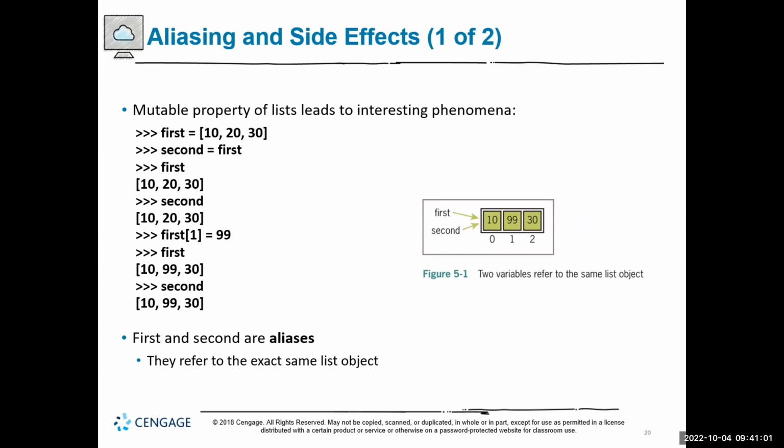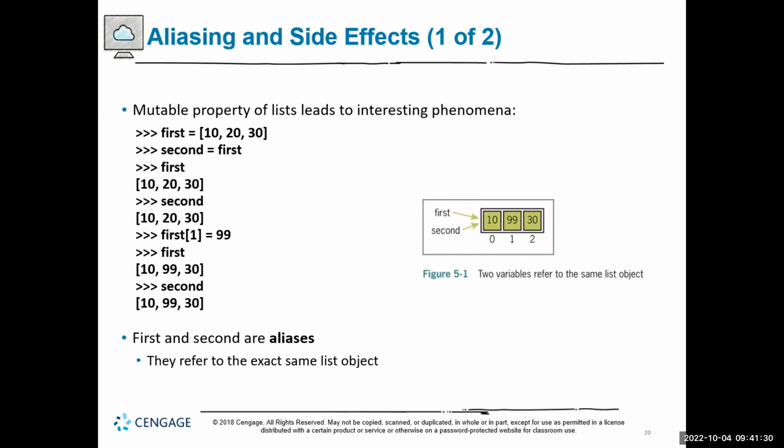Aliasing and the side effect here. So basically, the multiple properties of the list lead to an interesting phenomenon. Think about this one here. You have the first list. You have 3 elements, 10, 20, and 30. Now you assign the second list equal to the first list. So actually, it will not generate a separate list. Actually, it references the second to the same list here.